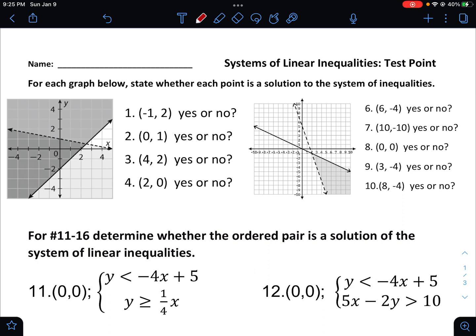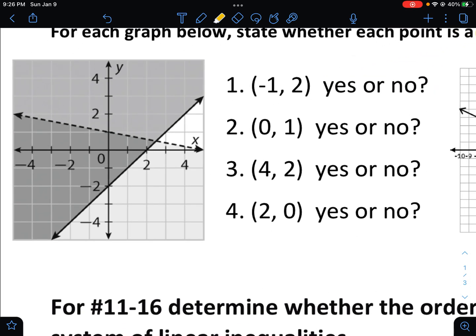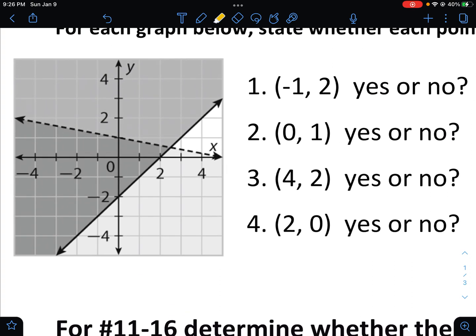So our directions state that for each graph below, state whether each point is a solution to the system of inequalities. To be a solution in the system of inequalities, when we're given a graph like this example, we want it to fall in the overlapping shading area. This darker area that I'm highlighting in yellow is the solution set.